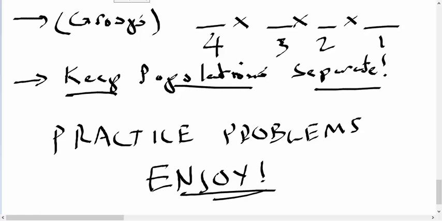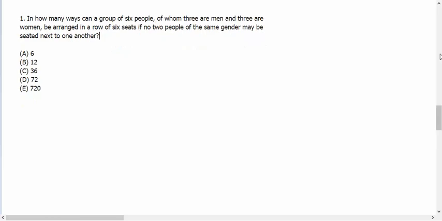All right, so if you've done those practice problems, hopefully they all came together. None of those were particularly easy problems, so you can certainly congratulate yourself on that. Let's go through them together one by one. So question number 1. Question number 1 reads, in how many ways can a group of 6 people, of whom 3 are men and 3 are women, be arranged in a row of 6 seats if no 2 people of the same gender may be seated next to one another, or next to each other, I suppose it should be.